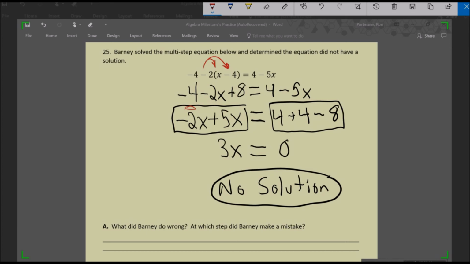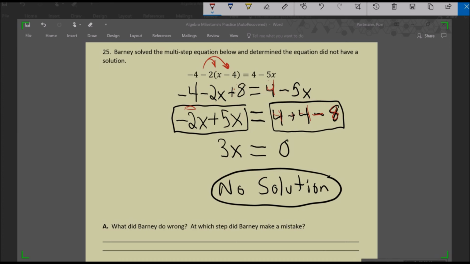Now, over here, we have a 4. He put it right down in here. Over here, we have a negative 4. He made it positive 4. And over here, we have a positive 8. When he changed the side, it's going to be minus 8. So far, I'm liking what Barney did.